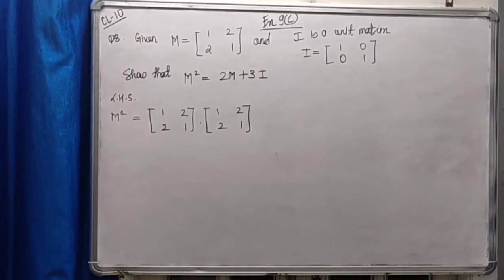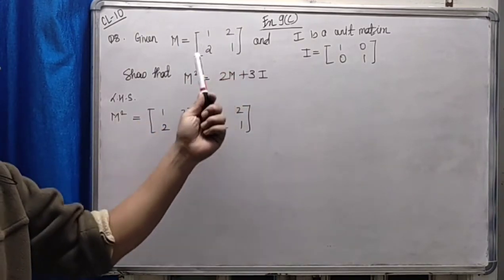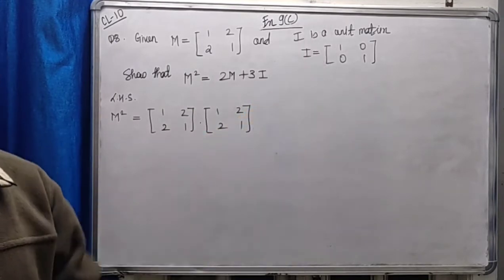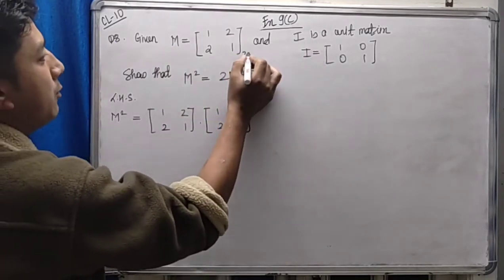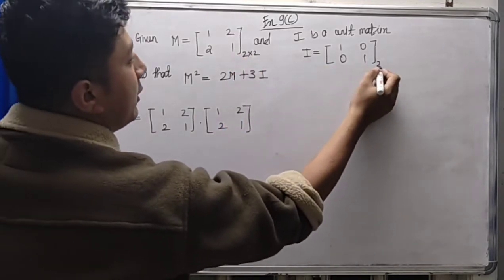All right, let's proceed with the next question, that is question number 8. In question number 8 the question says, given M is this matrix 1 2 2 1 and I is a unit matrix of the same order. Same order means if M is 2 into 2, then I is also 2 into 2.